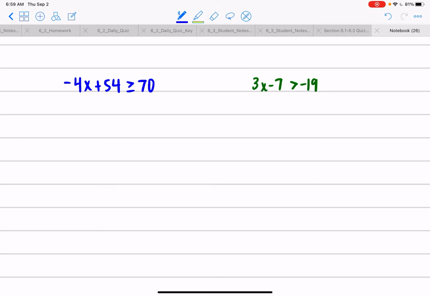All right, this is linear inequality and the number line, L2. And what they want you to do is solve the inequality and graph the solution on the line provided. So I got a couple different examples here for you. Let's do the blue in here.